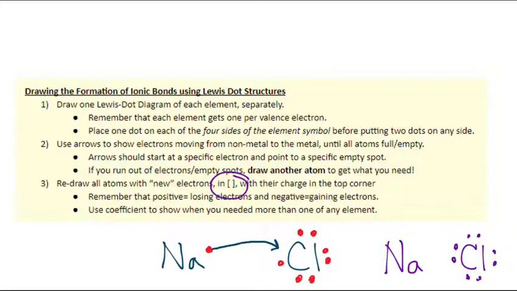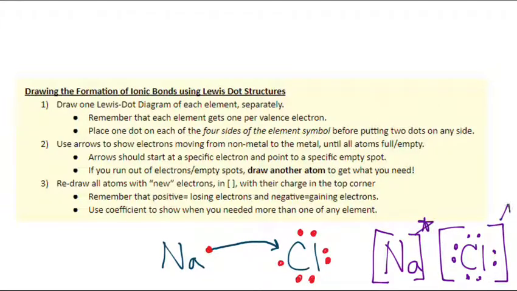Then we're going to put those atoms in square brackets. It's really easy to do, but it's also really easy to forget. We just put big square brackets around each of those final versions of our atoms. And then we need to put the charge in the top corner. That top right corner is where our charges belong.